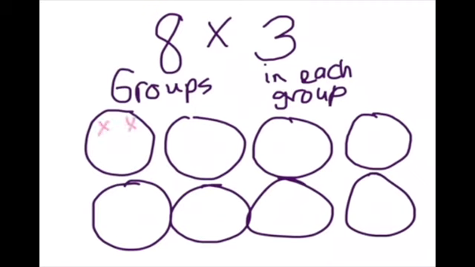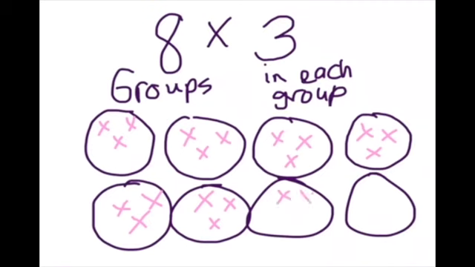So I have 1, 2, 3. 1, 2, 3. 1, 2, 3, right? Because that 3 doesn't mean 3 in just one group or in just a couple of groups. It means in each group. Every single group has to have the same amount. That's what equal groups means. Remember, the same amount has to be in each group, and that way they're equal.